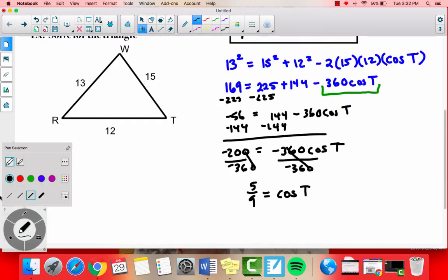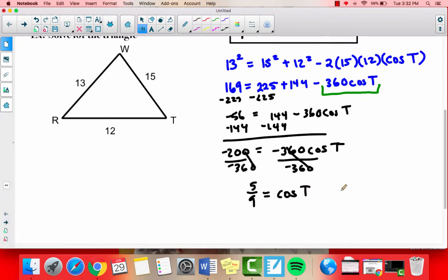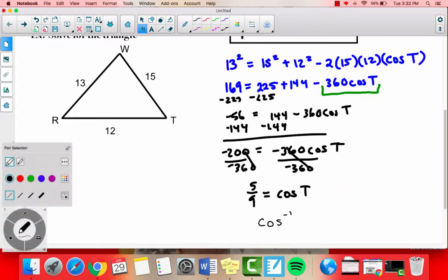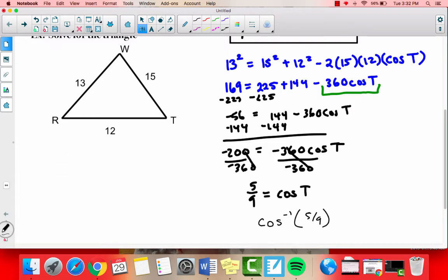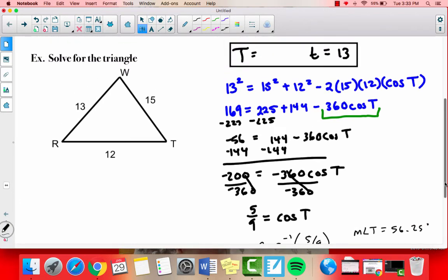And if you remember from the last section when we talked about solving for angle measures, all you have to do is hit second cosine and then type in the fraction, and it would look something like this. And when you do that in your calculator, you should get 56.25 degrees. So the measure of angle T equals 56.25 degrees. And we can go ahead and fill that into our chart.